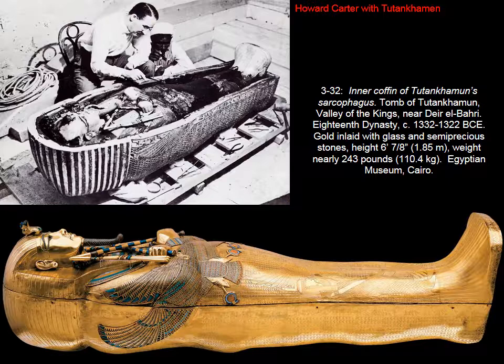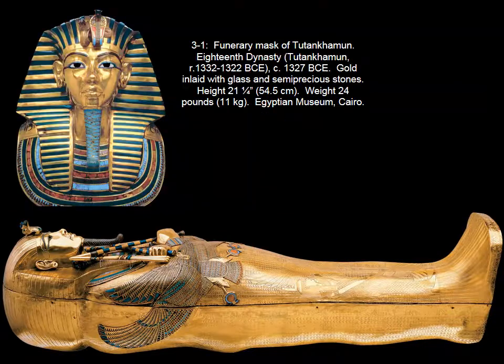So I just wanted to show this to you, and also to show you that not only was he just put inside this coffin, but he was also given a funerary mask, as most mummies were. That's the funerary mask. Again, gold, there's another 25 pounds of gold with glass and semi-precious stones.